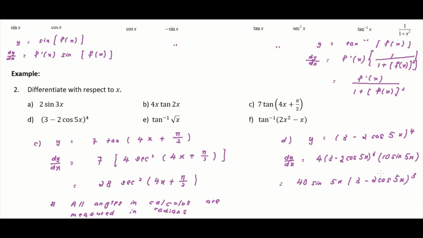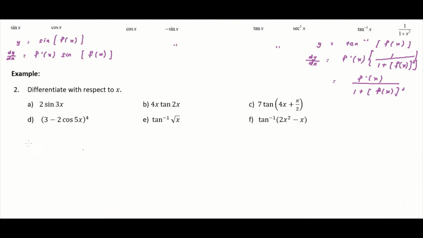Okay, so let's move on to E and F, which are about tangent inverse. Let us look at E. y equals tangent inverse of square root x. Let us change this into indices first, so you have x to the power of 1 over 2. Let us put it in the formula.